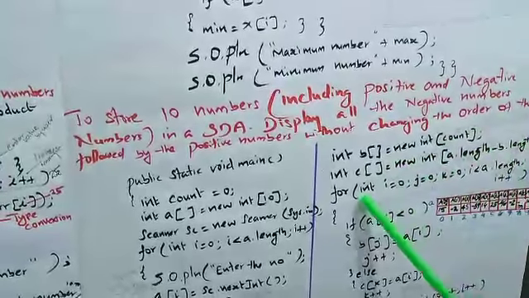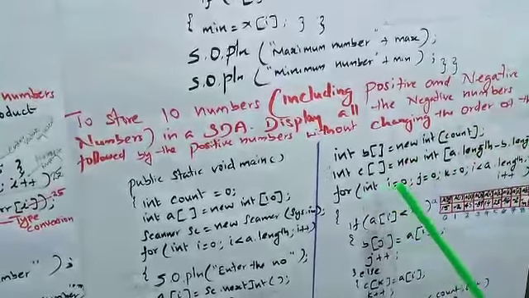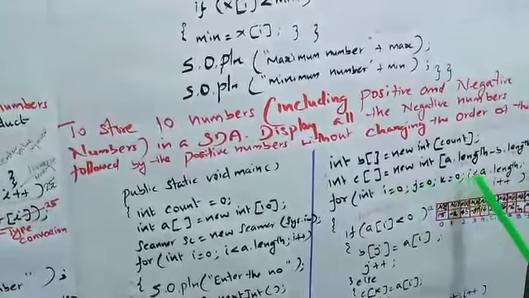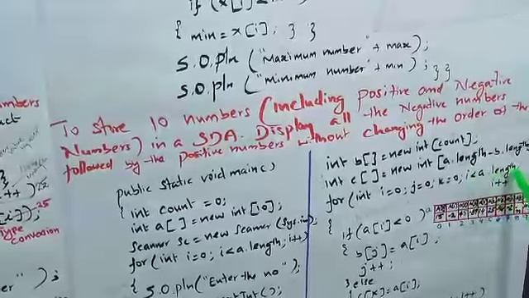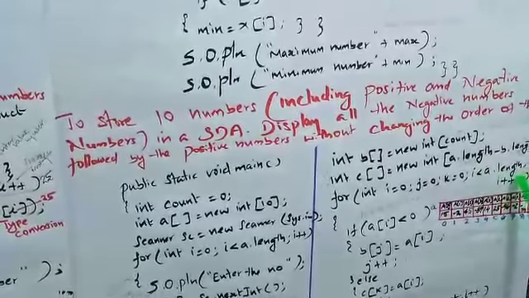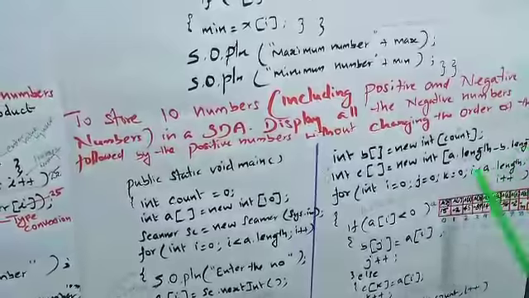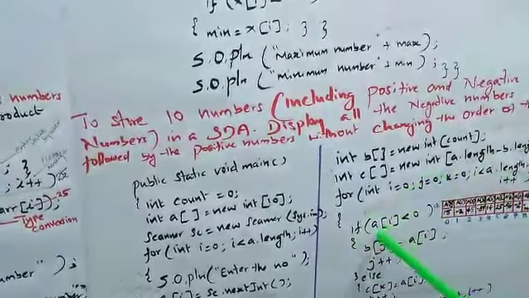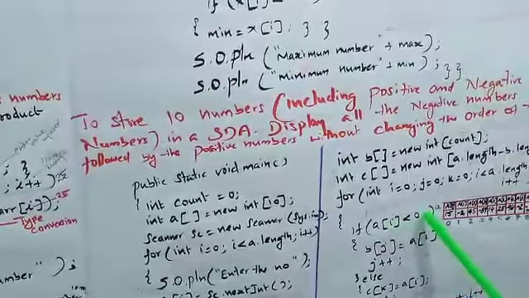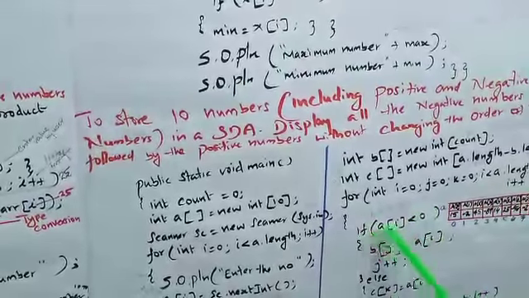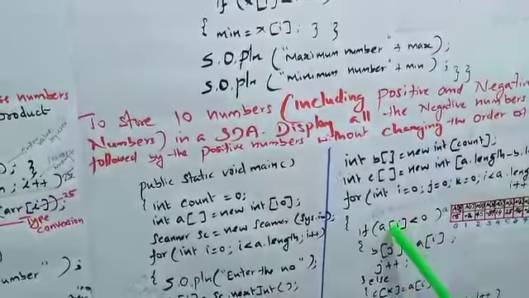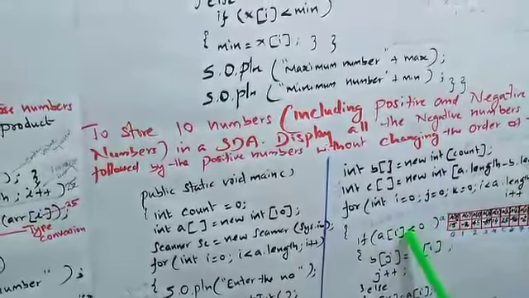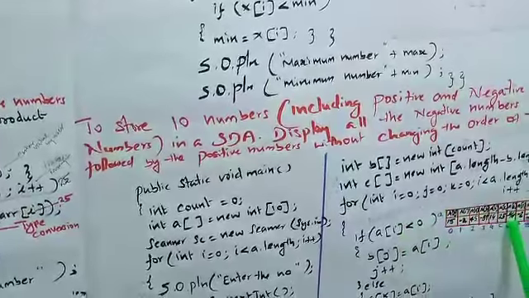And here we are using one loop. What was that? int i is equal to 0, j is equal to 0, k is equal to 0; i less than a.length, and i plus plus. And what is the use of this? See that. If a[i] is less than 0, this condition is used for what? Checking the positive and negative value, which one is positive and which one is negative, that the user is entering.